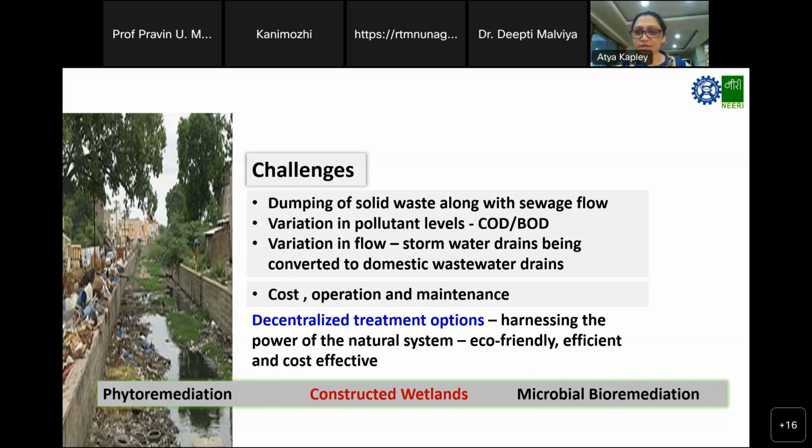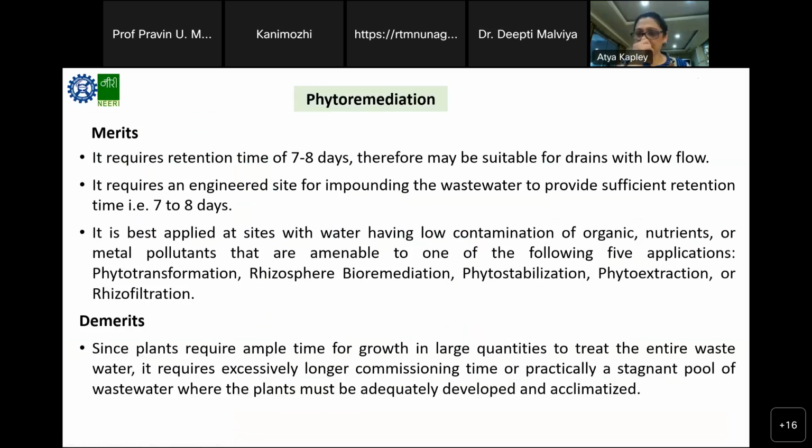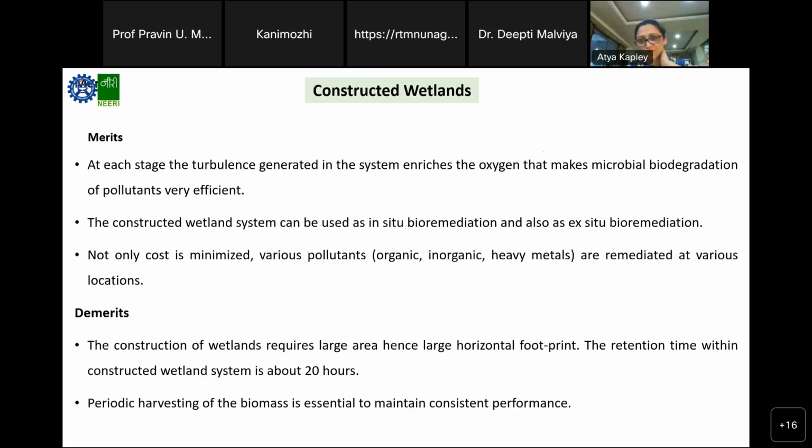You have phytoremediation, that is the use of plants. You have constructed wetlands, and you have microbial remediation. There are merits and demerits of each system, but I won't go into too much detail. When you say phytoremediation, it is of course long lasting. Phytoremediation means the use of plants, but the time taken for the plants to grow and for their maintenance is time which we actually don't have, because we have already crossed that threshold.